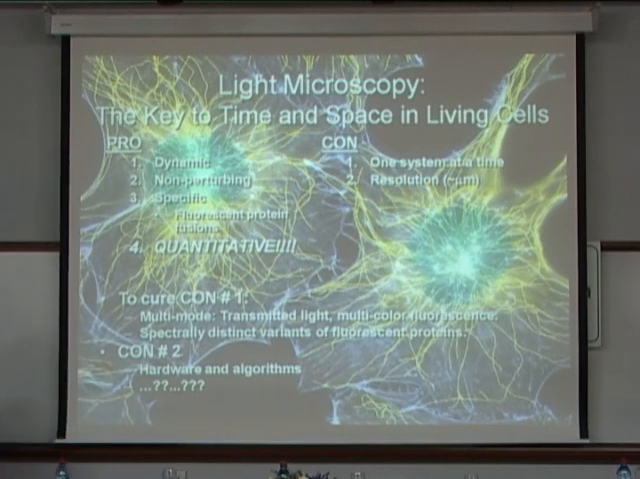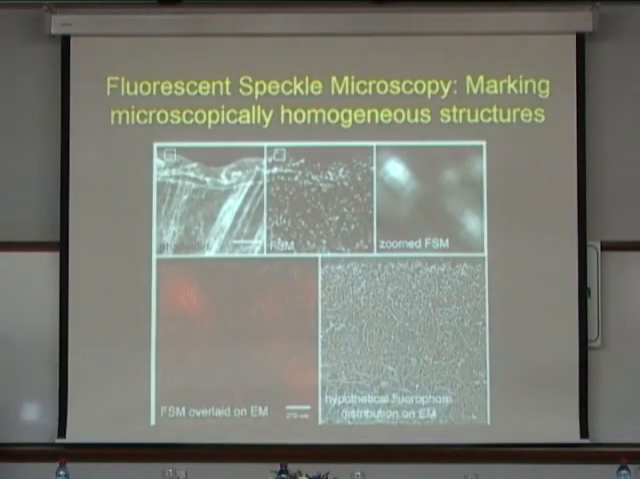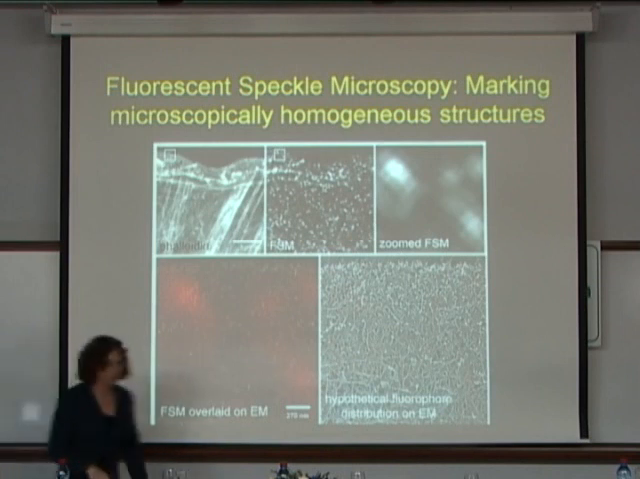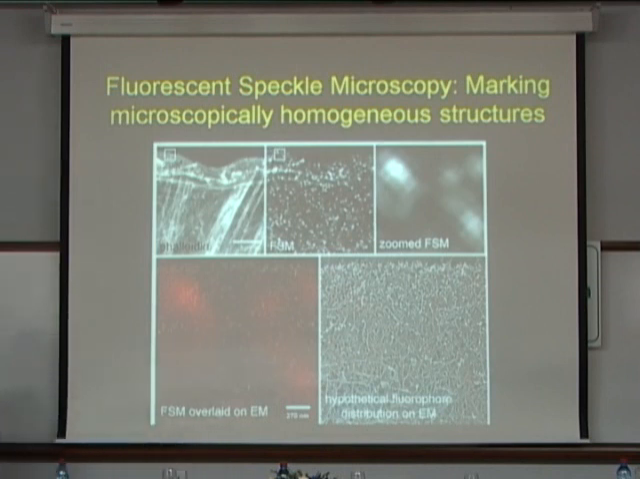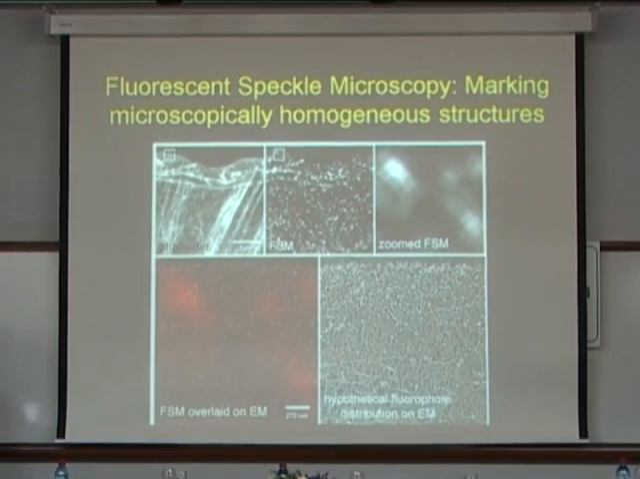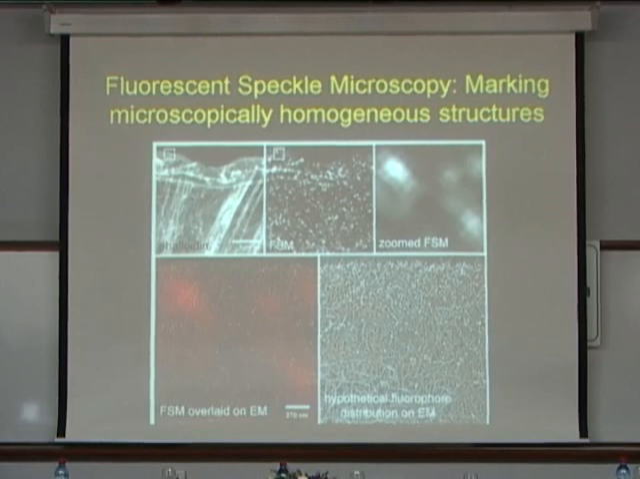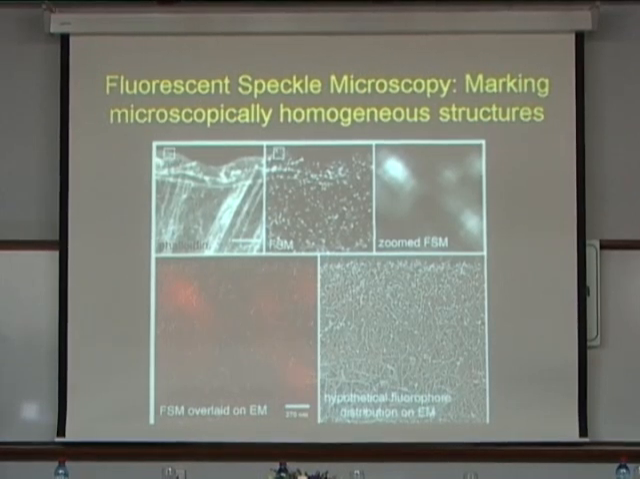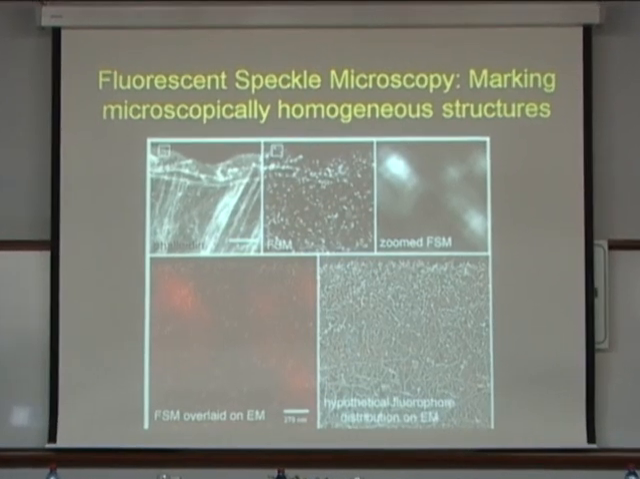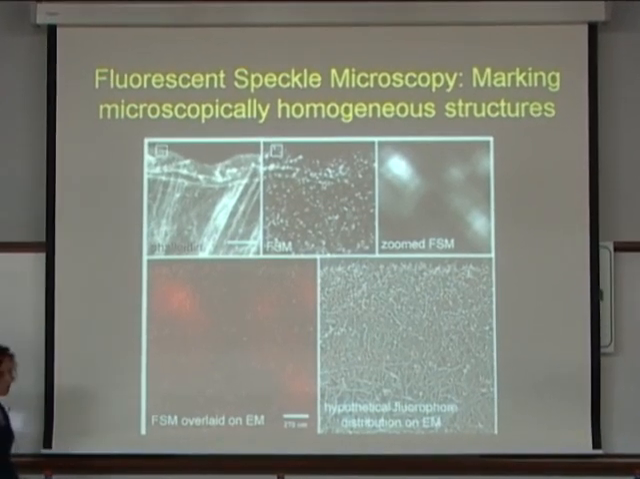I want better. So what has been our solution to allow you to see the dynamics of molecules that are smaller than the resolution of the light microscope? And it's totally simple, and it was discovered by accident. The method that we developed was fluorescent speckle microscopy, which I developed when I was a postdoc in the lab of Ted Salmon at the University of North Carolina.